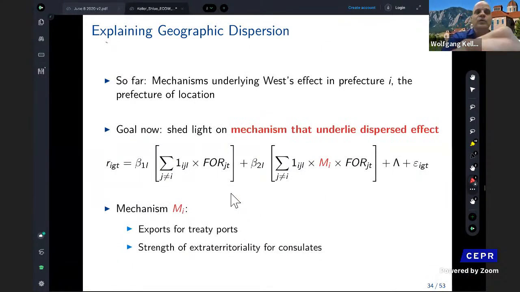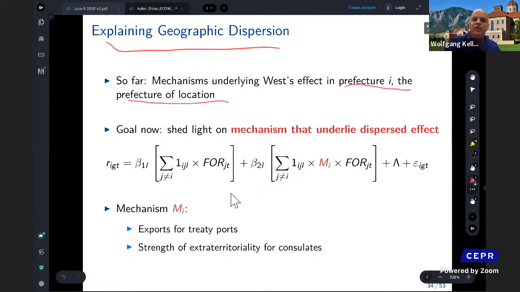Okay, the last step in terms of analysis of the mechanisms is that we want to explain the geographic dispersion. So far, the analysis has focused on what are the mechanisms underlying the West's effect in prefecture i, or you might call that the prefecture of location. And now the goal is to actually shed light on the mechanisms that underlie the dispersed effects. In order to do this, we are going to expand that distance band specification with another term where we allow for this mechanism M_i to matter for this geographically dispersed effect that we're estimating.